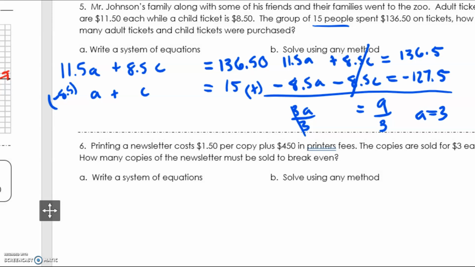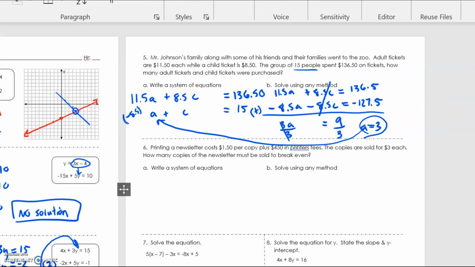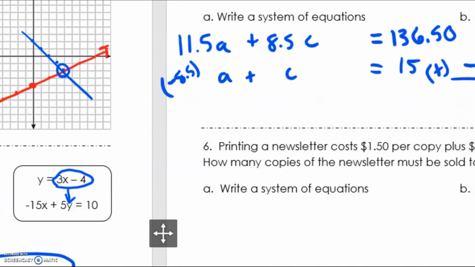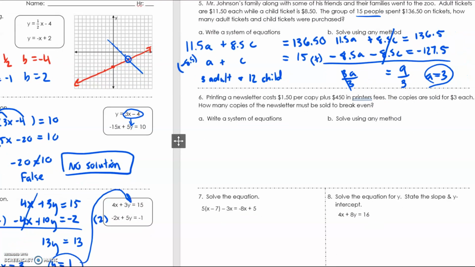If there's 3 adult tickets, I can take this and plug it back in right over here, and then I'm going to get 12 child tickets. So the solution to this system is 3 adult tickets and 12 child tickets, and I need to write that down. Those add together to give 15.